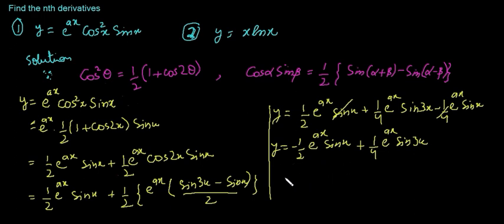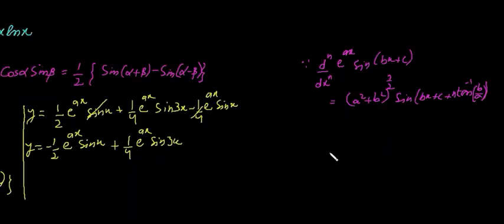Now you can apply another formula to find the n-th derivative, which can be obtained from the books. Applying this formula, the n-th derivative of e^(ax) sin(bx + c) will be equal to (a² + b²)^(n/2) e^(ax) sin(bx + c + n tan⁻¹(b/a)). So using this formula, the n-th derivative can be obtained.